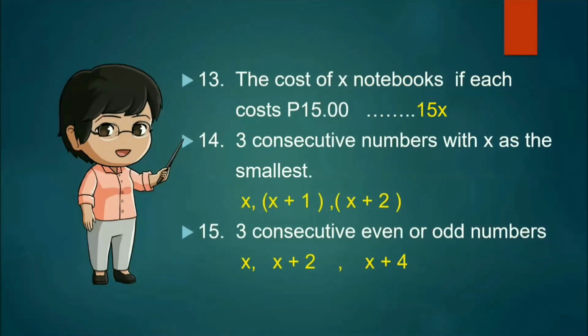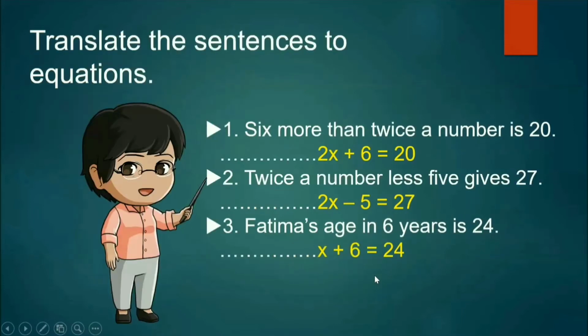Number 13, the cost of x notebooks if each costs 15 pesos. So we have 15 times x. 14, 3 consecutive numbers with x as the smallest. So we have x, x plus 1, x plus 2. And number 15, 3 consecutive even or odd numbers. Since the difference between consecutive even or odd numbers is equal to 2, then we start with x, then x plus 2, and then x plus 4.